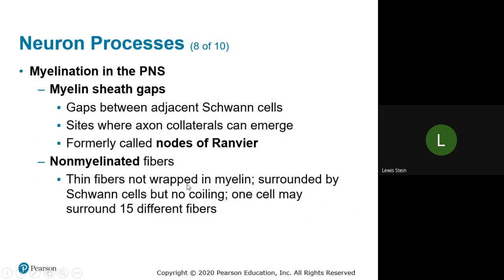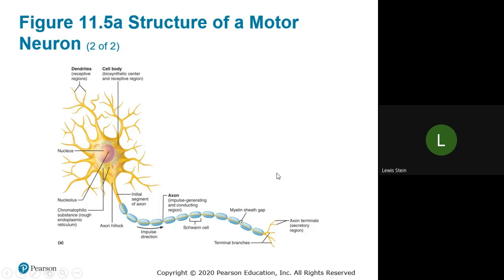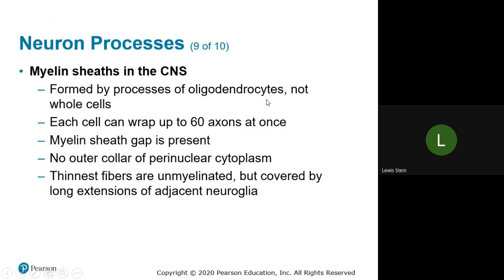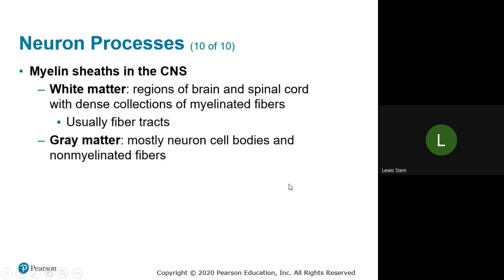The non-myelinated fibers are considerably thinner. And as you can see, maybe you have one cell surrounding it. It doesn't do that jelly roll coil up. The same illustration you saw before. In the central nervous system, it's about the oligodendrocytes, as you recall, not an individual cell per se. It's about the process emanating from the cell. And you can see it can wrap multiple axons, a space limitation, if you want to think of it that way. Sheath gaps are present. They don't have that outer collar. Thin fibers are unmyelinated, but again, adjacent neuroglia do play a role with regard to that.